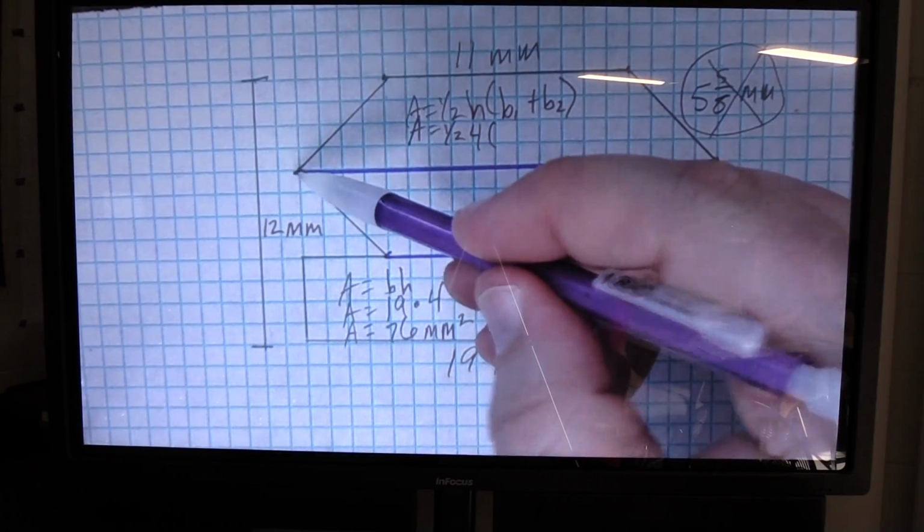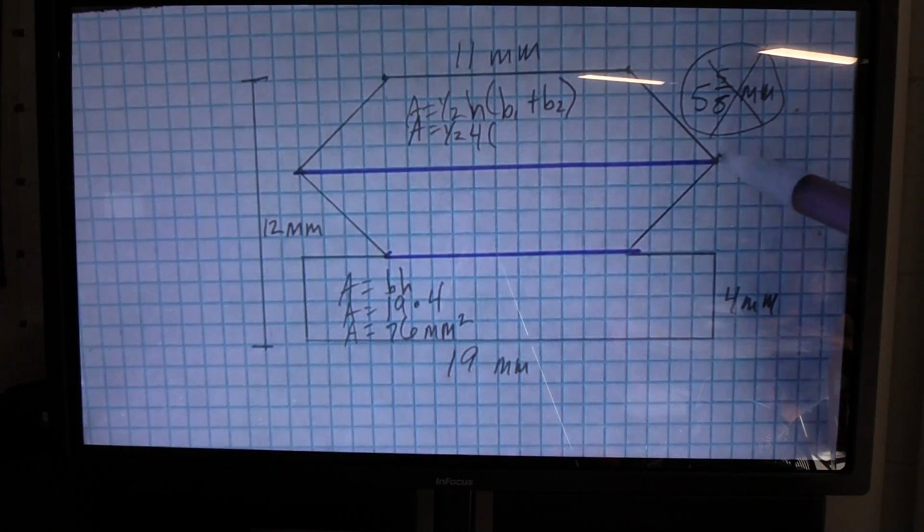Now, this base from here to here is how much?